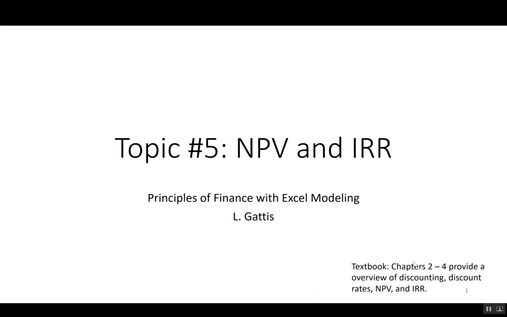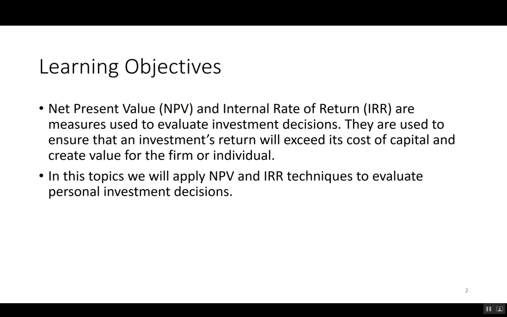If you're using the Benninga textbook, look at chapters 2 through 4 to give you a good overview of discounting, discount rates, NPV and IRR. Now, NPV and IRR are measures used to evaluate investment decisions. They're used to ensure that investments' returns will exceed the cost of capital and create value for the firm or individual. In this topic, we're going to apply NPV and IRR techniques to evaluate personal investment decisions.